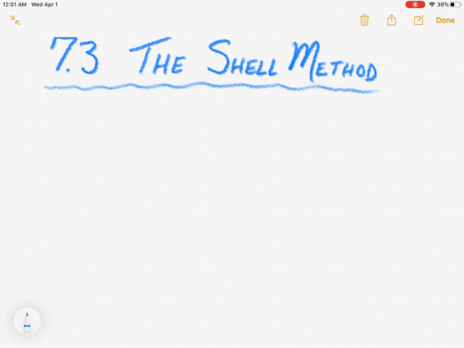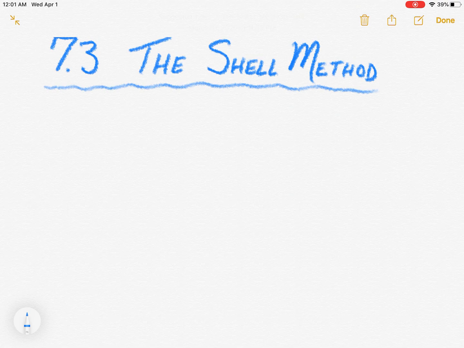Welcome back. Today we're going to talk about the shell method, and this is really a nice little method. Much of what we're going to do today is look at the shell and compare it to disk or washer. We're going to do a lot of these problems both ways. When the test rolls around, you will have the option of what method to use. So I may have some that I want you to do both, or at least set them up both ways.